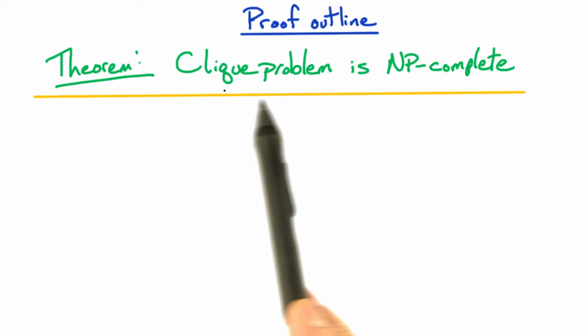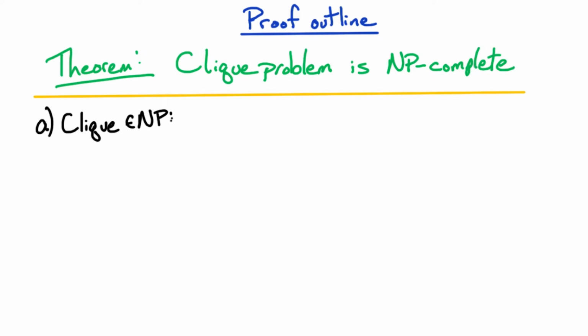Let's dive into the proof that the clique problem is NP-complete. Now there's two parts to the proof. The first thing we have to prove is that the clique problem lies in the class NP. As usual, this is quite straightforward.